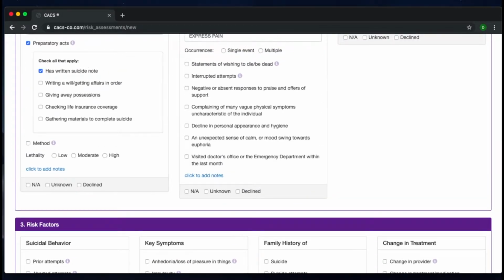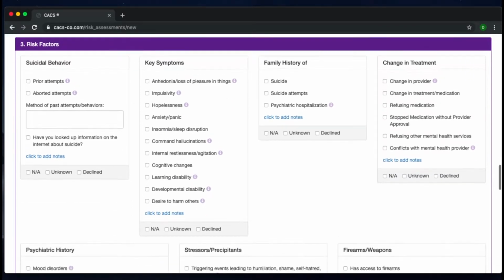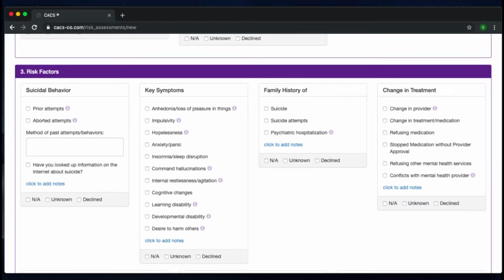Let's go ahead and do a couple more clicks here. The third category is all about risk factors. This category could be pretty lengthy. We tried to make sure we condensed this and made this really clean for those that are using it on a phone. But does she have any prior attempts? No, this is her first experience. She does experience anxiety and hopelessness, for example. She has a family history of suicide.